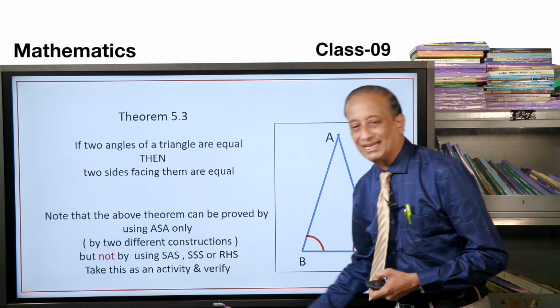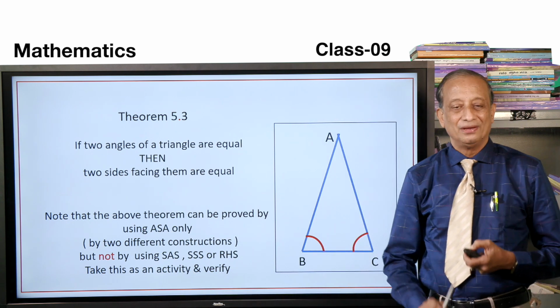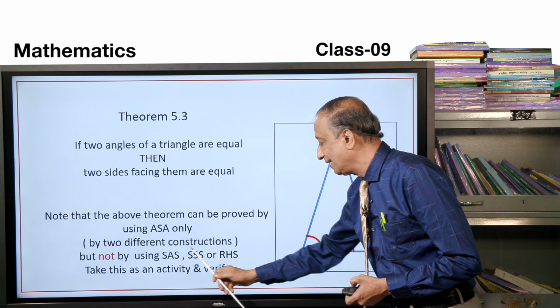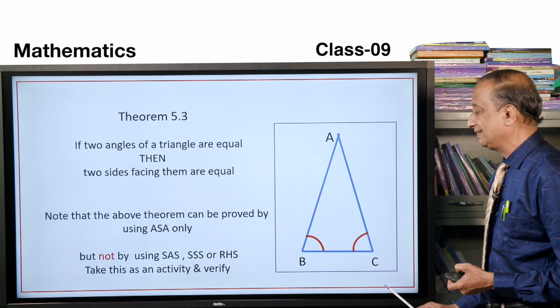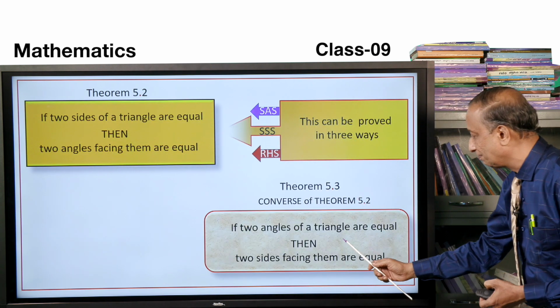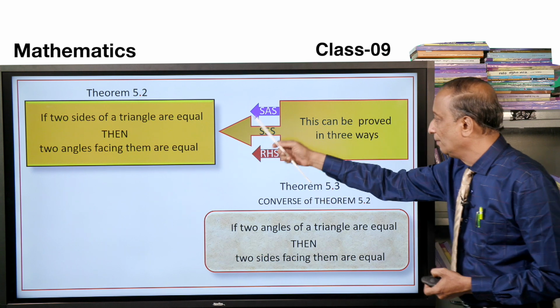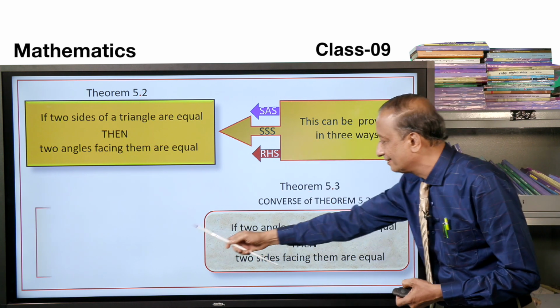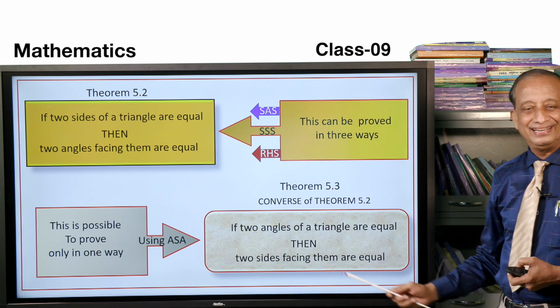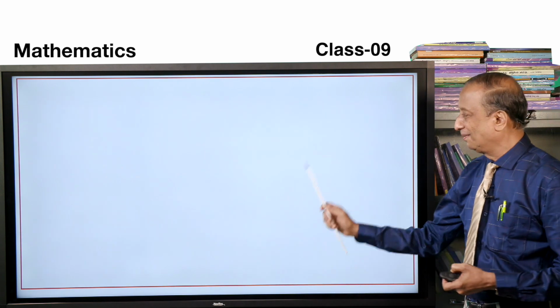So take this as an activity and please verify whether it is not possible to prove this by SAS, SSS or RHS also. Okay, so this is 5.2, this is 5.3. This can be proved by using SAS, SSS and RHS, whereas this one can be proved by using only the ASA rule, children. You got this point?